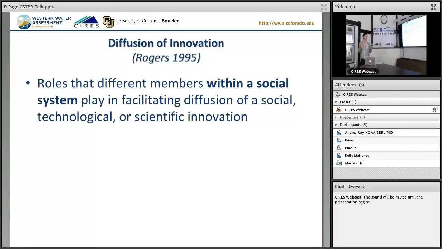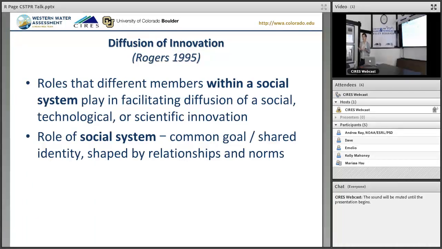And so this theory really focuses on the role of the social system. A social system is defined as a group of people that have some kind of common goal or shared identity, and they are highly shaped by their relationships and norms that are perpetuated within that community. And within a more professionally or industry-oriented social system, it's also thought that there's a perpetuation of not only shared values and norms, but also shared practices. So there's a culture of emulating each other and learning from each other's lessons within a professional social system.